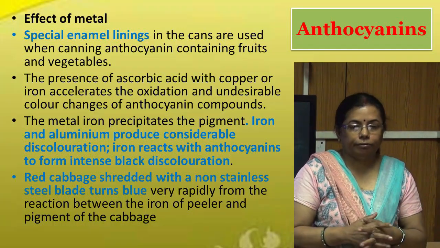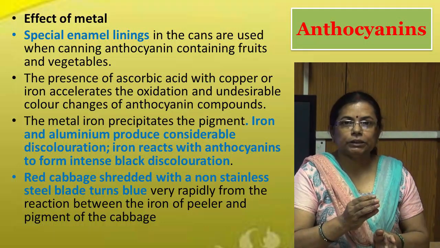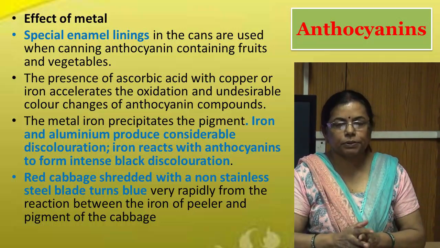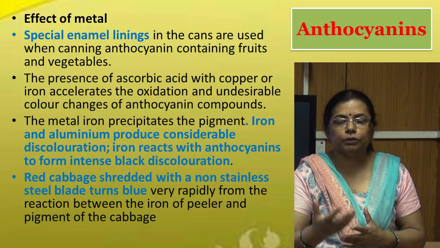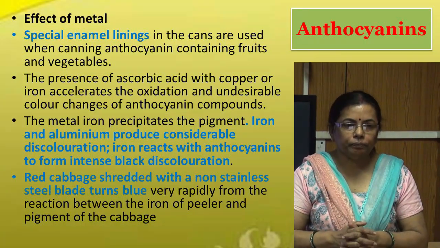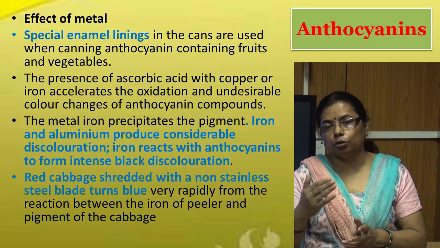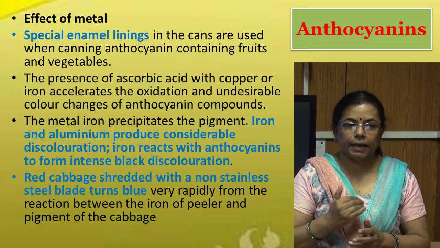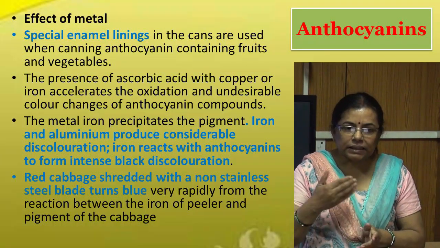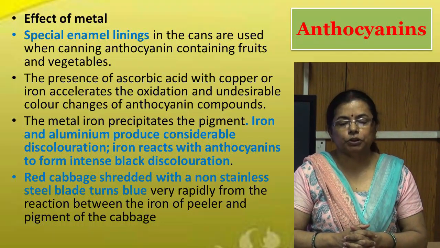Anthocyanin, what is the effect of metal on the anthocyanins? The unusual color ranging from the slate blue to green develops when anthocyanins come in contact with some metals like iron, copper, aluminium. Therefore, the special enamel lined cans are used for canning of the fruits and vegetables which contain anthocyanins. The presence of ascorbic acid with copper or iron hasten the oxidation and undesirable color changes of the anthocyanin compounds.